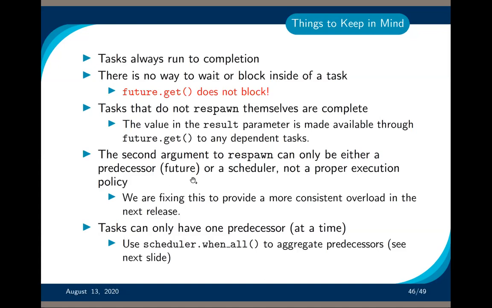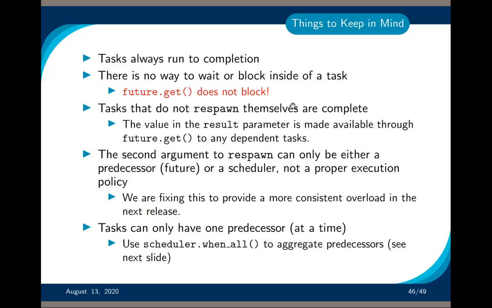So the second argument to respawn can be either a predecessor or a scheduler. It's not a full execution policy. Respawn will just respawn the current task with the same policy as before, but potentially with a different predecessor. So it doesn't actually launch anything necessarily. It can't, because a task instance can't be running at the same time as itself. So it won't actually run until at least the function returns. It basically just marks the function for respawning.